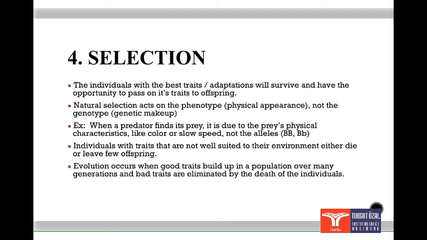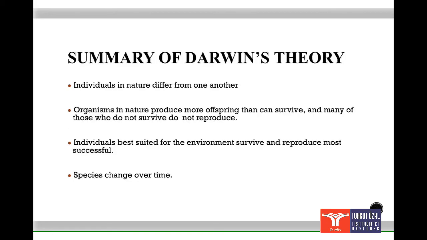Evolution occurs when good traits build up in a population over many generations, and bad traits are eliminated by the death of the individuals. Let's do a summary of Darwin's theory. Individuals in nature differ from one another. Organisms in nature produce more offspring than can survive, and many of those who do not survive do not reproduce. Individuals best suited for the environment survive and reproduce most successfully.